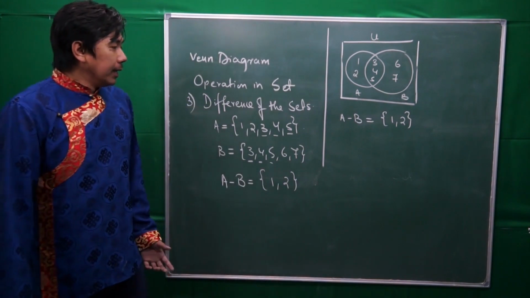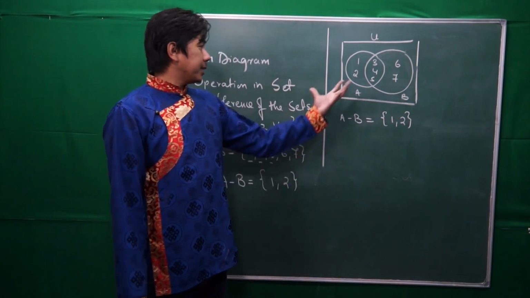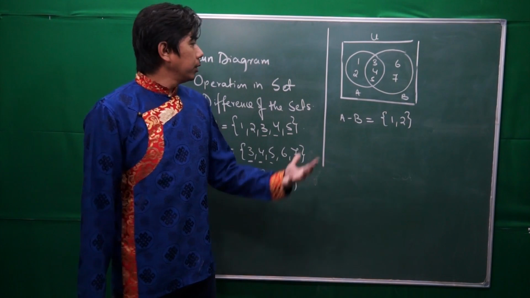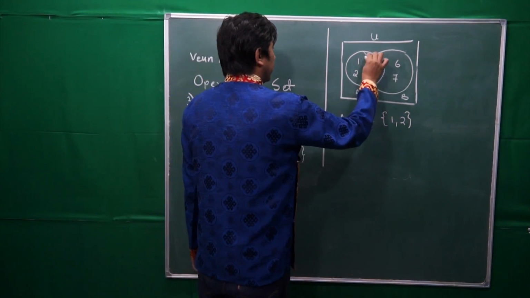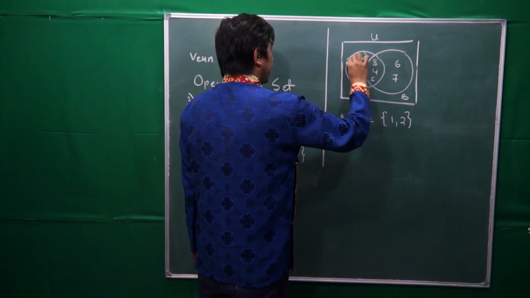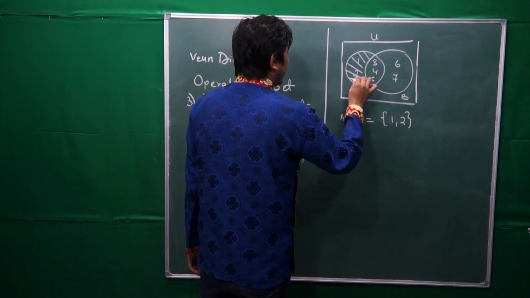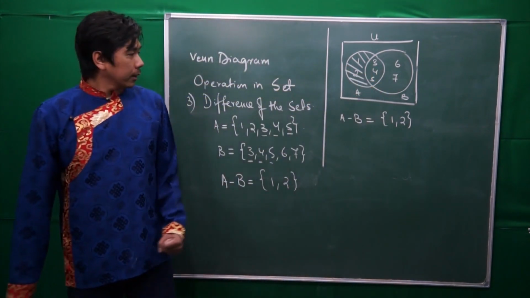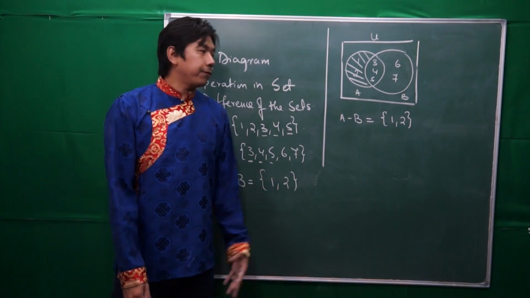Clear? Okay. Now this answer is 1, 2. You can see clearly which region is 1, 2. So this region, the region that is exclusively to A and A only. All right. So this is difference of set.